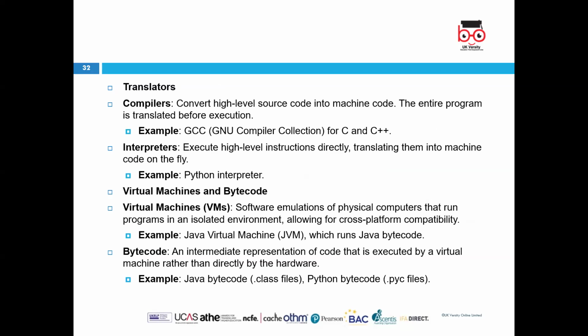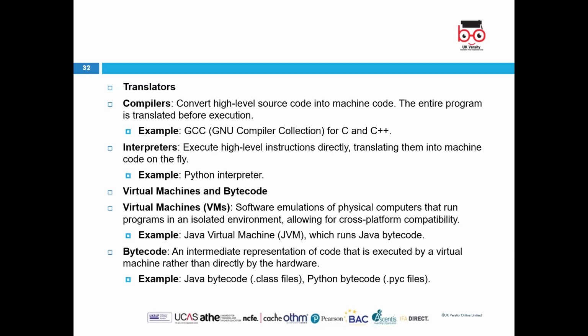Translators, such as compilers, as I explained, convert our high-level source code into machine code, and the entire program is translated before execution. Interpreters work with high-level languages such as Python and JavaScript, where the language interprets the commands that you give it.